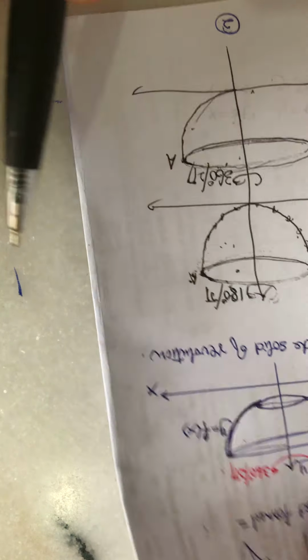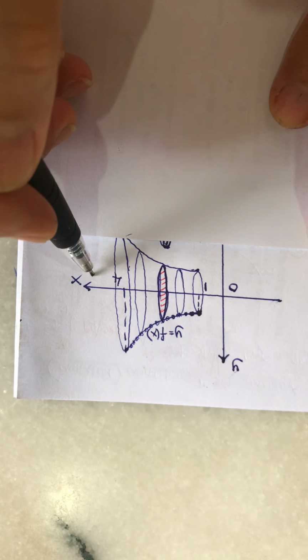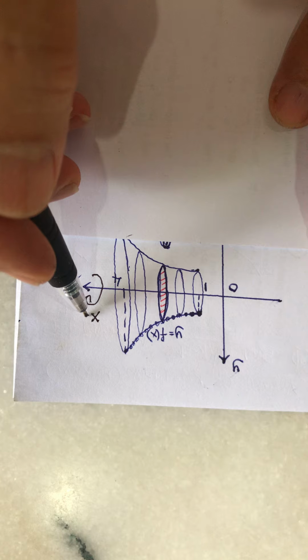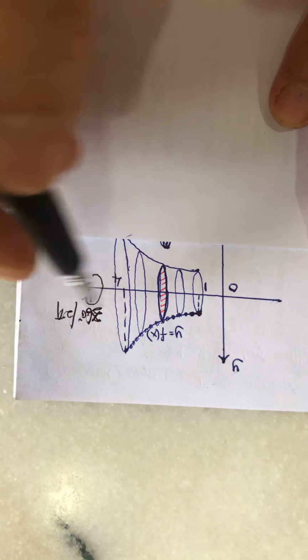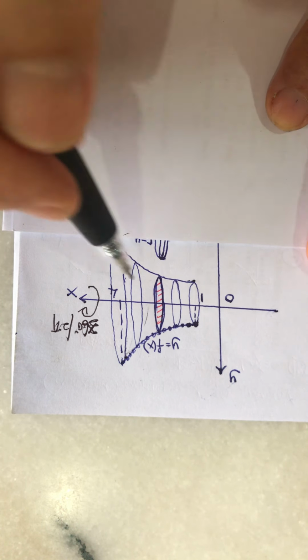Now I'm going to show you how to get the formula. First we come to this. Now we look at this: rotate about the x-axis first. This is the x-axis. We rotate 360 degrees, or 2 pi radian. So we rotate this curve and we get a shape something like this.